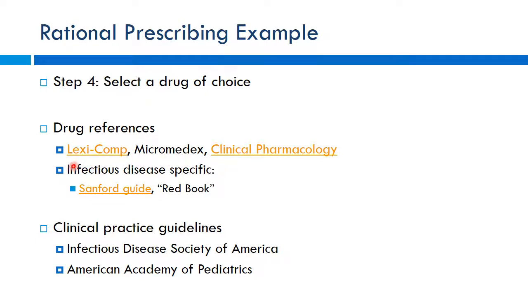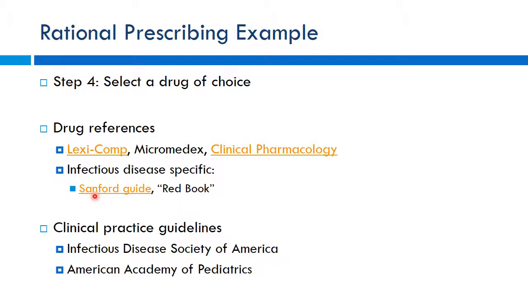And then also there are specific things like infectious disease books. So have you guys ever heard of the Sanford Guide? This is the Bible for infectious disease. This will be your go-to antibiotic reference. A new one comes out every year. They have a nice little pocket-sized one that you can use in your lab coat.